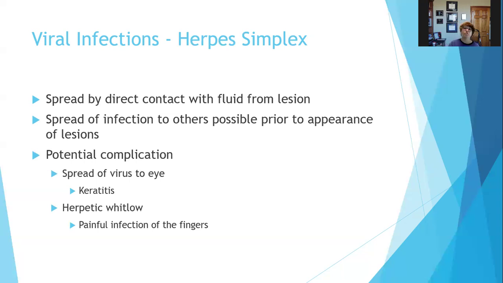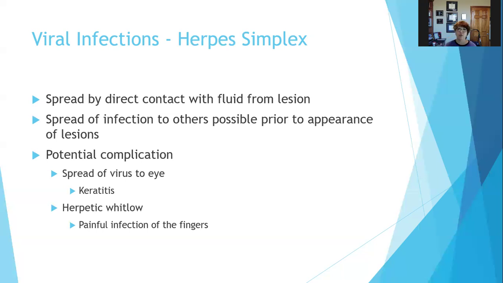So, the spread of infection to other people is possible before you get lesions. So that's a problem because maybe you don't even know you have it and you can spread it to other people. So potential complications, if the virus spreads to your eye, you can get keratitis. Herpetic whitlow is a painful infection of the fingers, which results from herpes simplex virus. So it's a tricky little virus because it stays latent in your system.